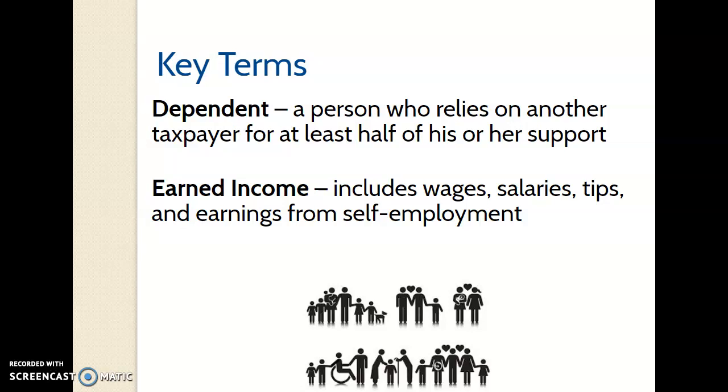Earned income is how much money you have actually earned in your wages, salaries, and tips, or anything you've earned from also self-employment. This is your money earned from working. This is not your money earned from interest growing in your bank accounts.